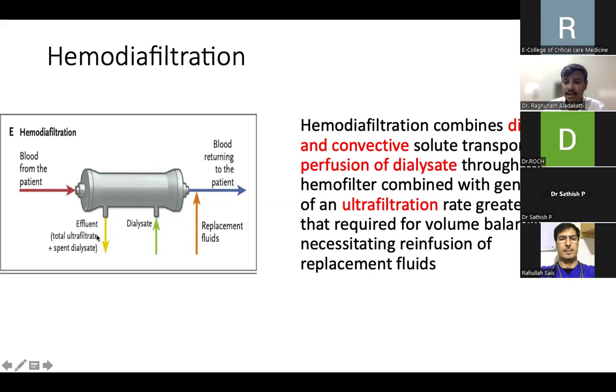Ultrafiltrate means you have to replace with a lot of fluids here. Here replacement is done post-filter. It is a post-dilution filter. So it is all reinfusion of fluids, also called replacement fluids. So in hemodiafiltration, both dialysis and filtration will be there.